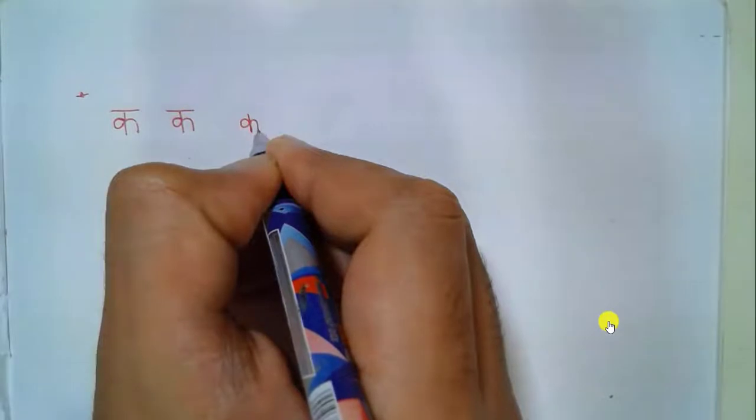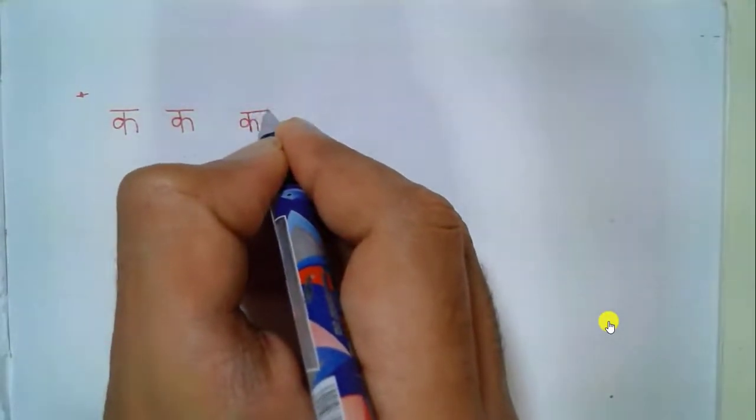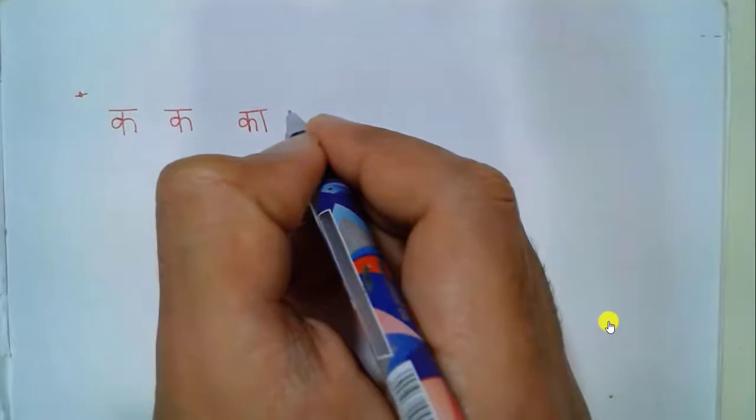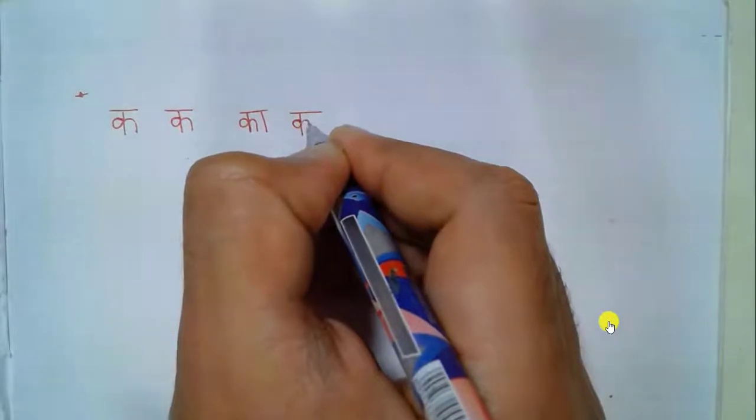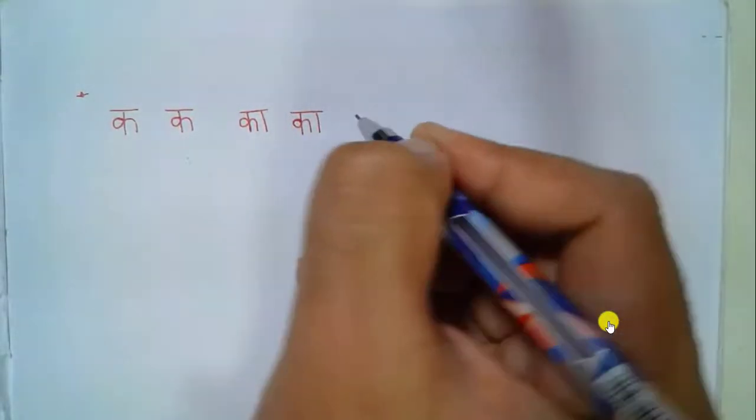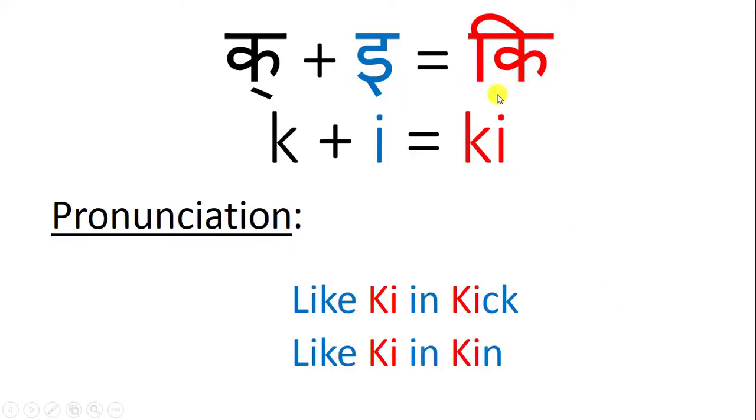Right? Let us see how to write it. We write Ka like this, and a vertical line next to it, right to it. Alright, that is Ka. Next is Ki. And you get this sound Ki when you add K to E. K plus E equal to Ki. And it is pronounced like Ki in kick.